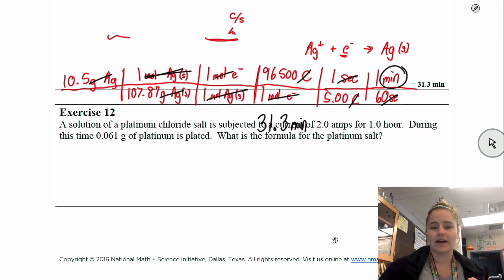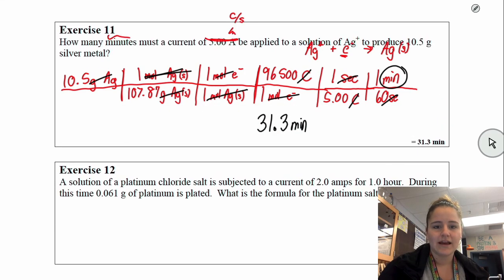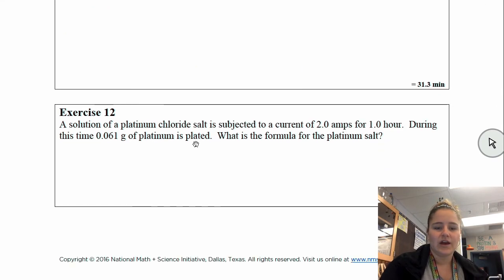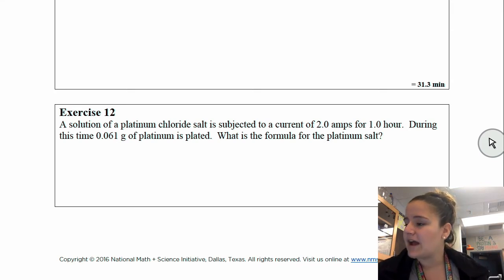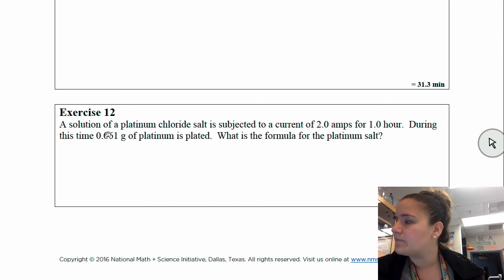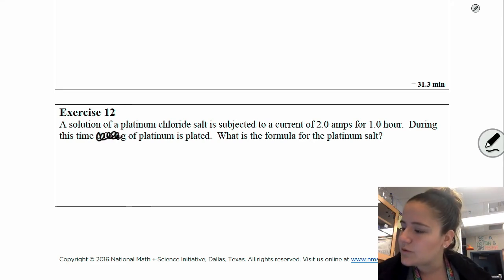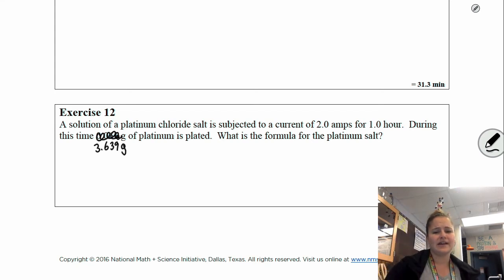Now, there's a typo in it. I solved it out a million times, and it never made sense. I even asked people if they could help me, and we decided that the problem was written wrong. So I'm going to change the numbers to make it make sense. I'm going to change this 0.0066 grams into 3.639 grams. Yes, I know that's nothing like it, but we're going to make the problem make sense.